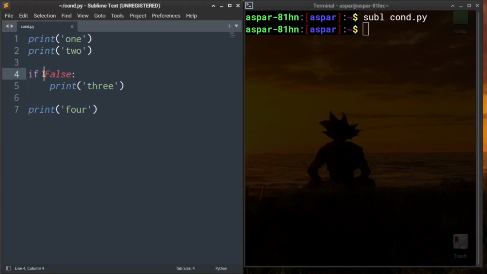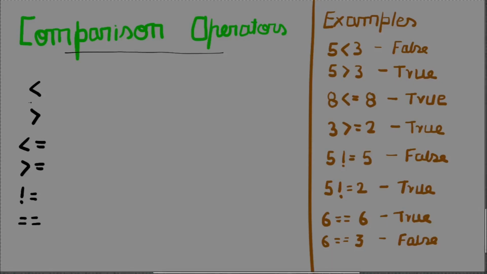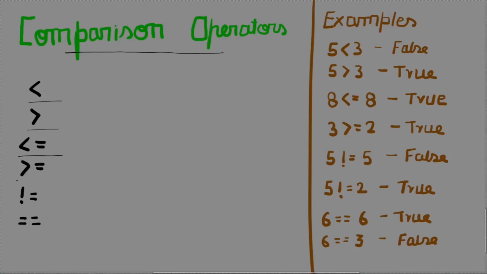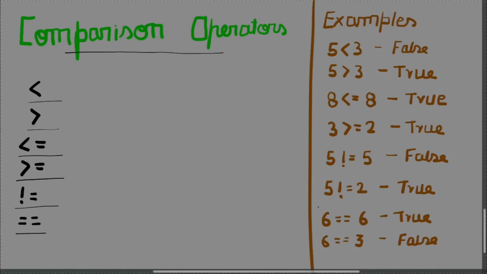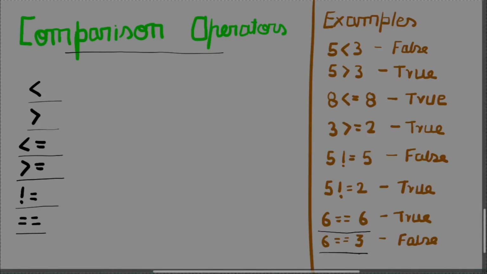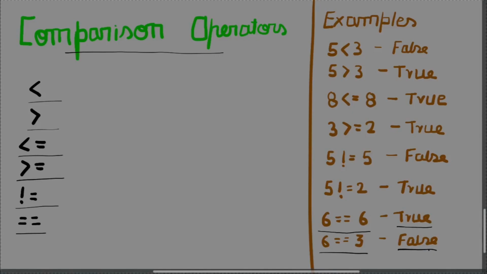Instead of just saying true and false, we can do something better. We can use comparison operators, which include smaller than, greater than, smaller than or equal to, greater than or equal to, does not equal to, and double equal, which checks if two values are equal or not. These operators either return true or false, so we can use them in place of true and false.